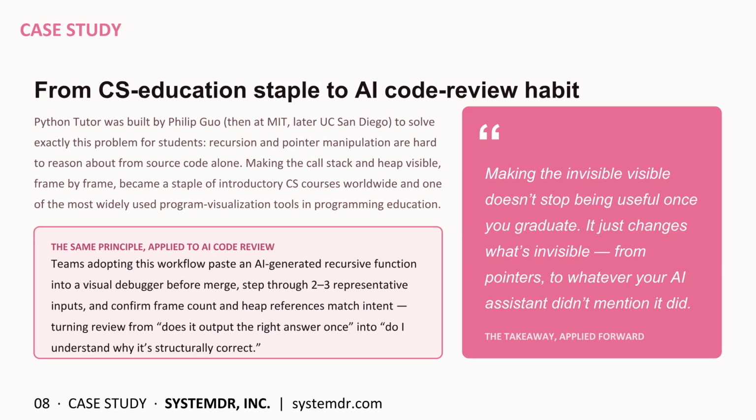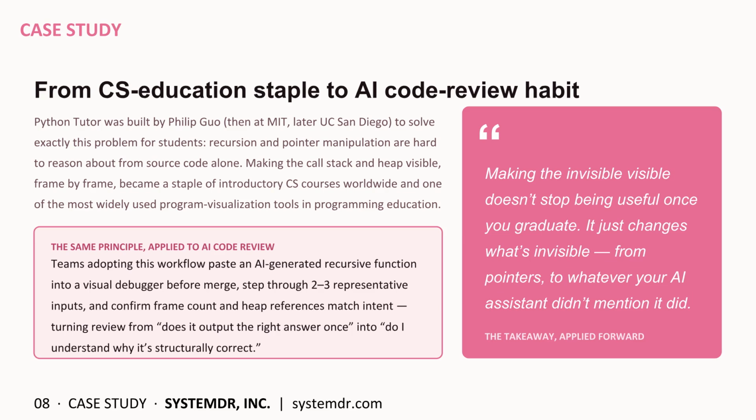Recursion and pointer manipulation are notoriously hard to reason about from source code alone. Making the call stack and heap explicit and forcing them to update in lockstep as you step through became foundational to how program visualization is taught, and the tool has been used across a huge number of introductory computer science courses worldwide. The extension we're making in this course is straightforward.